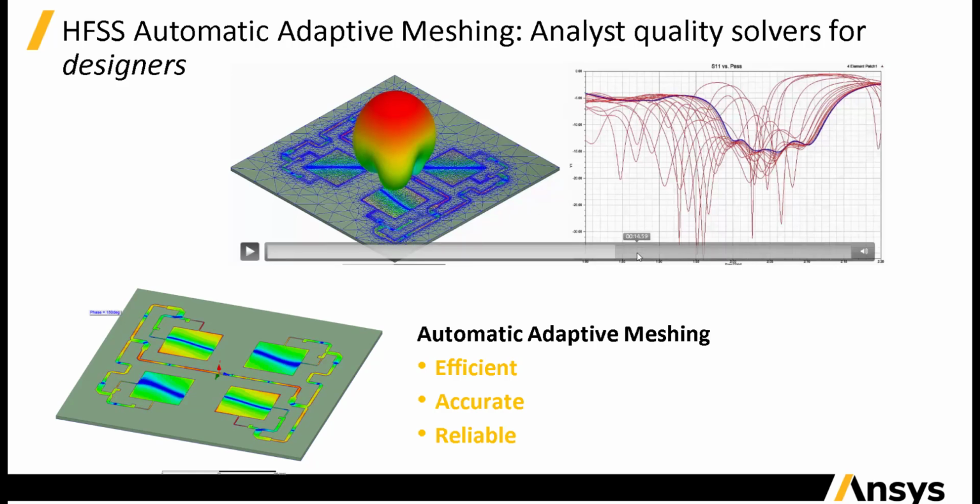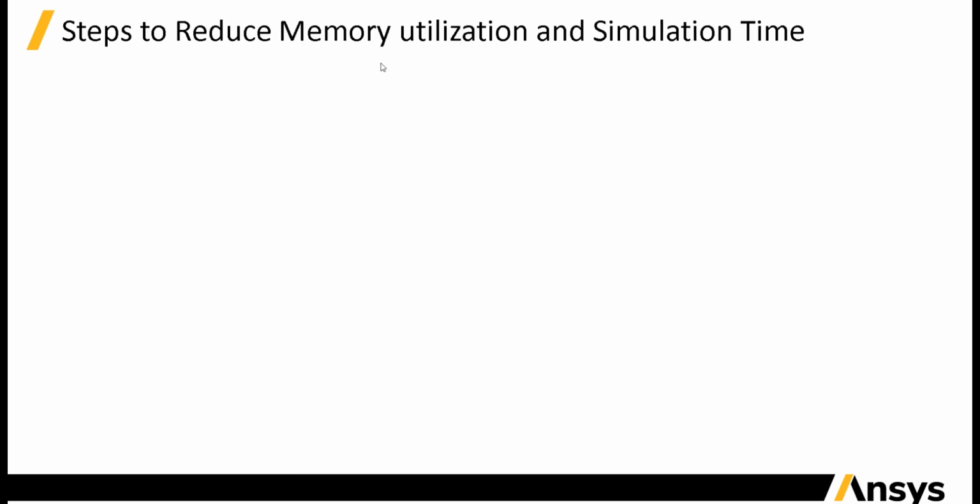Those settings actually determine the accuracy of your simulation. To reduce memory and simulation time, the first step you need to do is upgrade your HFSS to the latest version. Most academic students and research people are still working on the 2015 version of HFSS on their latest laptop. There you will see a lot of difference in simulation time and memory.